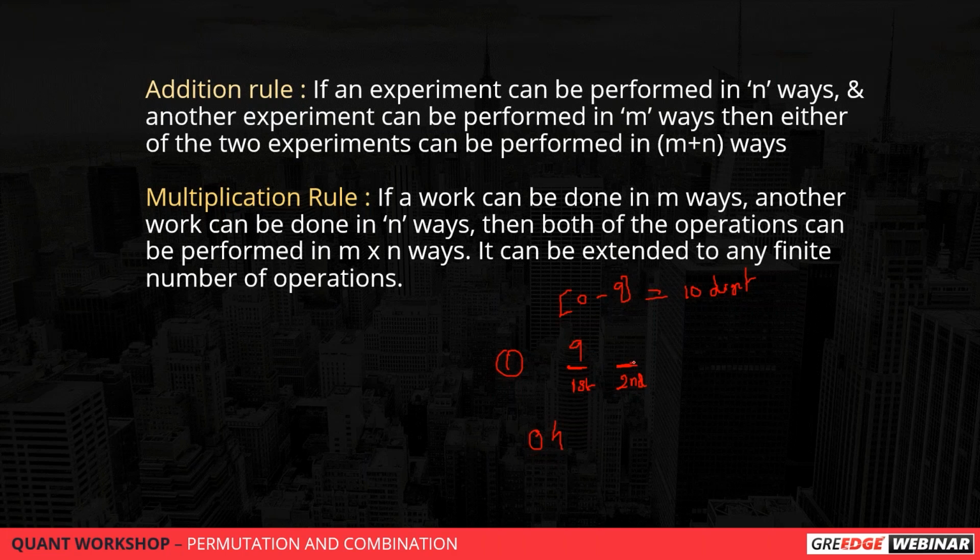Now come to the second digit. How many ways can you fill it? I can fill any number, so I can include 0. So 10 ways. And what is the conjunction? I'm going to fill the first digit and I'm going to fill the second digit. So we need to multiply the cases. So this is 90 ways. We can form a 2-digit number in 90 ways when repetition is allowed.